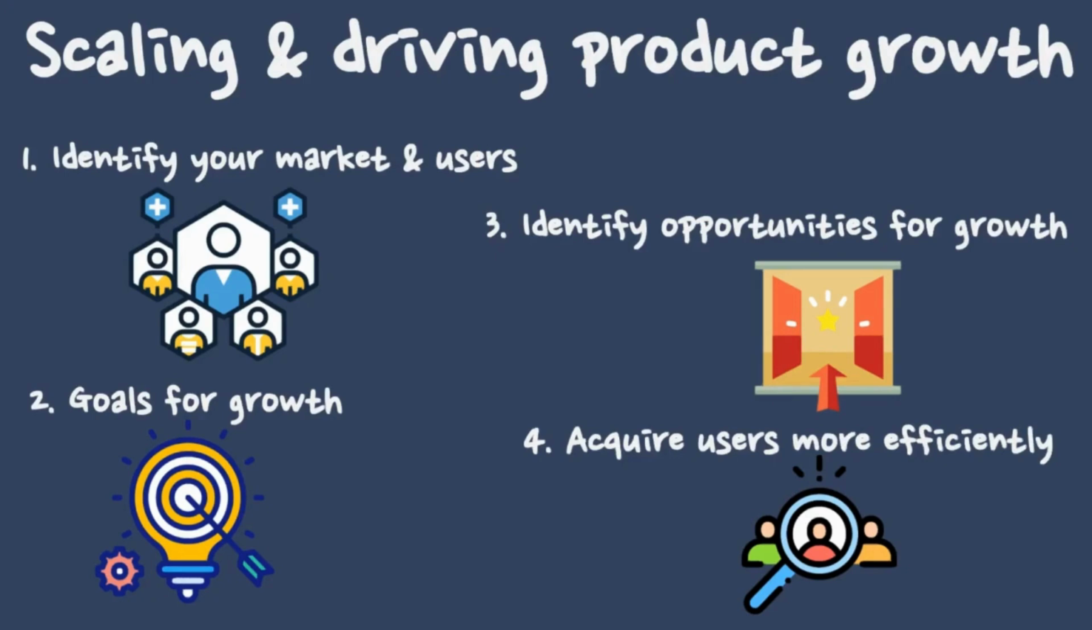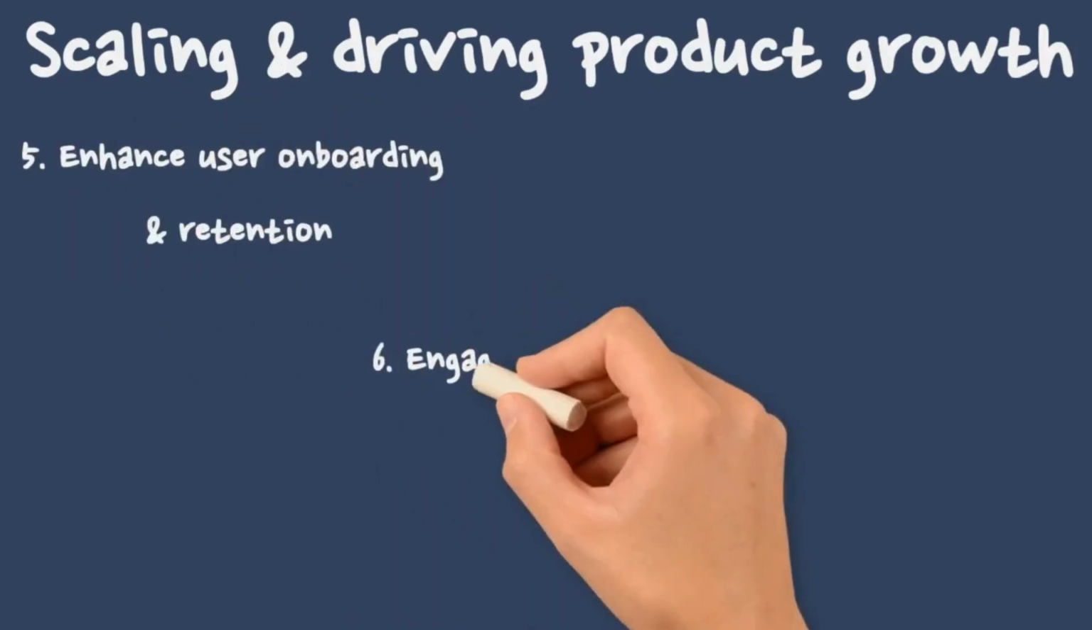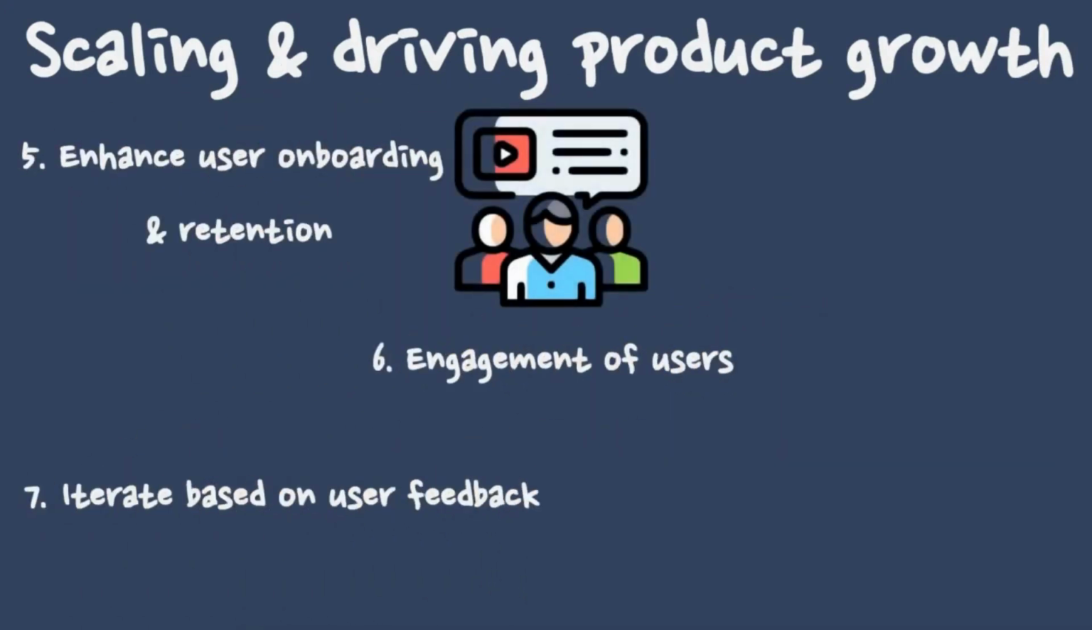Number 5. Enhance user onboarding and retention. Make sure new users have a positive and engaging first experience with your product by improving the onboarding process. Improve user retention through personalized onboarding, targeted messaging, user education, and proactive customer support. Identify areas for improvement and reduce friction by continuously analyzing user behavior and feedback.